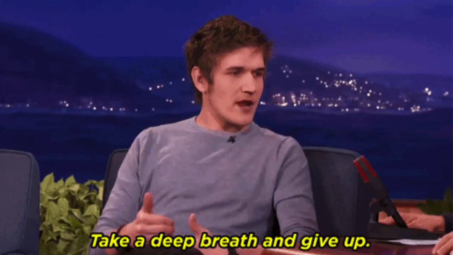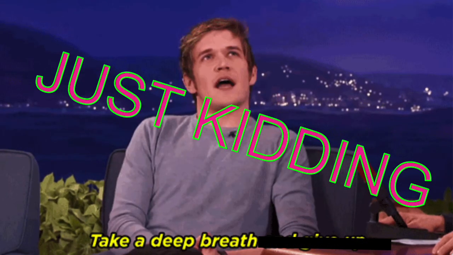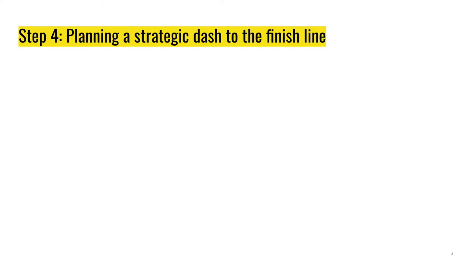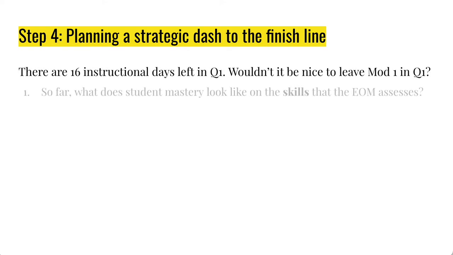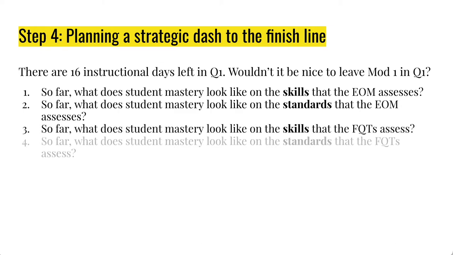This might feel like a time where you take a deep breath and give up, but we're not going to. We're going to figure out how to take quarter 1, module 1, and leave them behind with a bunch of good information gathered on November 4th. So step 4 is where it's really going to ask a lot of you as the teacher. Steps 1 through 4, you might be able to kind of collapse together, but steps 1 through 4 ask you to think about what in your class, how have students done so far on the skills for the EOM and the FQT.